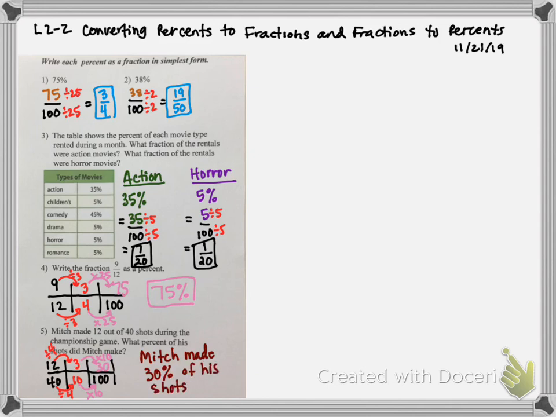And there you have it, guys. That's how we convert percents to fractions and fractions to percents.